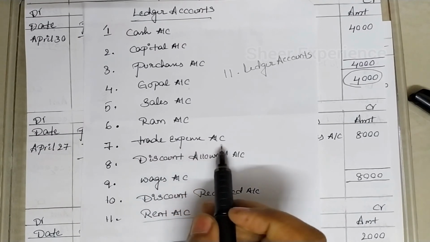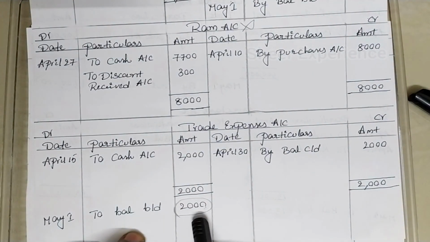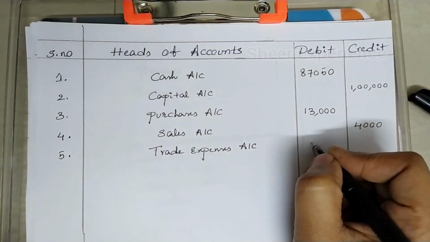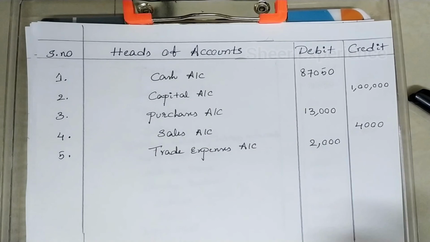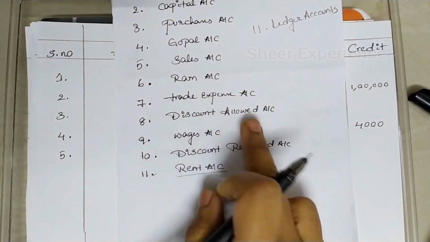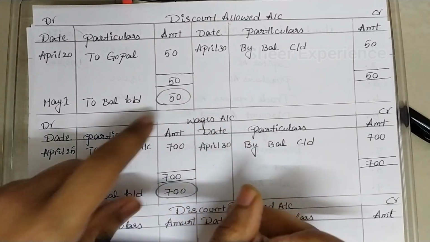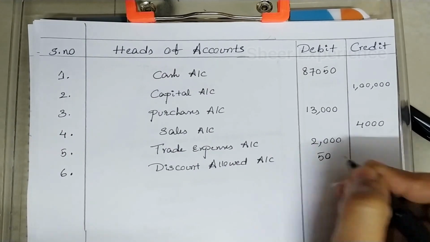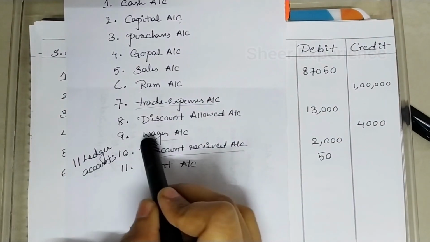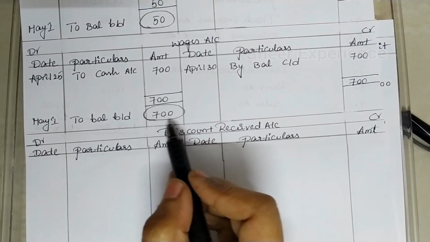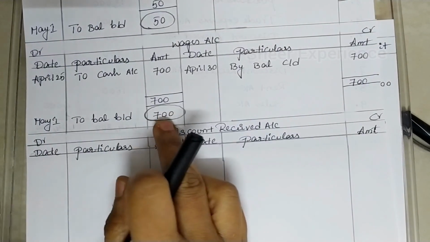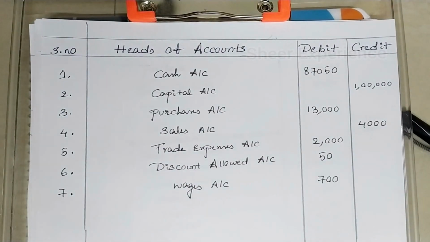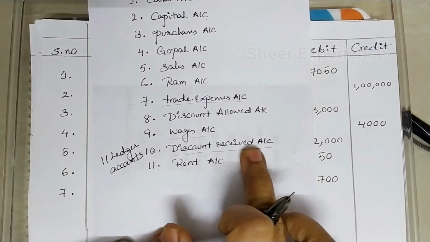Next is trade expenses account. The account balance is on the debit side. So we will mention the amount in the debit column of the trial balance. Amount is 2,000. Next is discount allowed. The account balance is on the debit side. So we will mention the amount in the debit column of the trial balance. Amount is 50. Next is wages account. The account balance is on the debit side. So we will mention the amount in the debit column of the trial balance. Amount is 700.